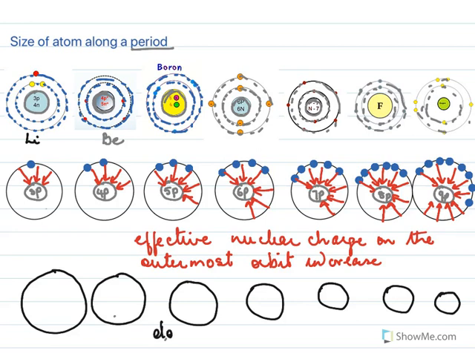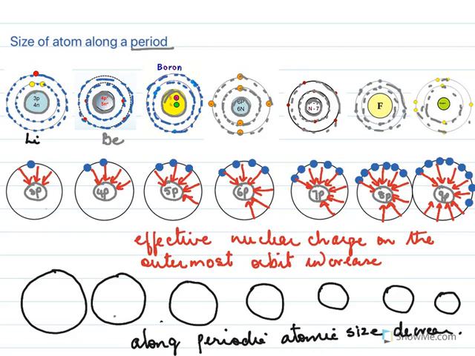I mean along a period, not down a period. This is along a period. The atomic size decreases because the effective nuclear charge, the charge on the outermost orbit, keeps increasing as the nuclear charge keeps increasing.